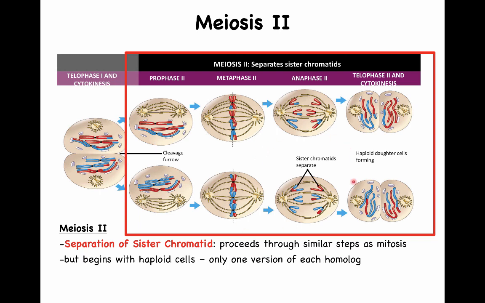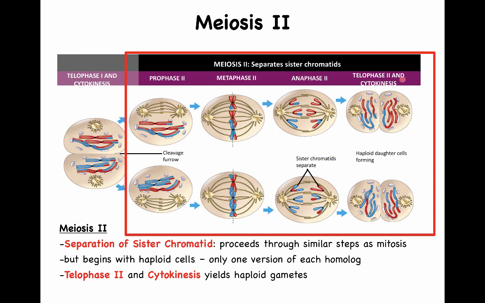This process looks very much like mitosis, but you're beginning with haploid cells. You only have 3 chromosomes instead of the 6 that you would normally have in this cell. So meiosis II is like mitosis, except that you're starting with only half the number of chromosomes, but you are just separating the sister chromatids as you would in mitosis.